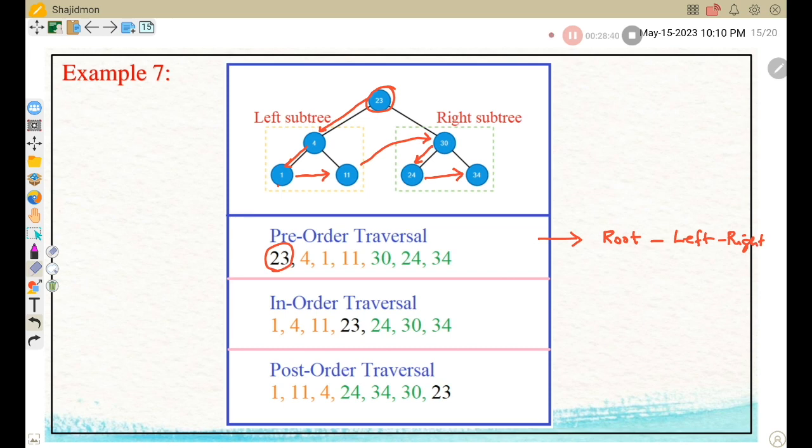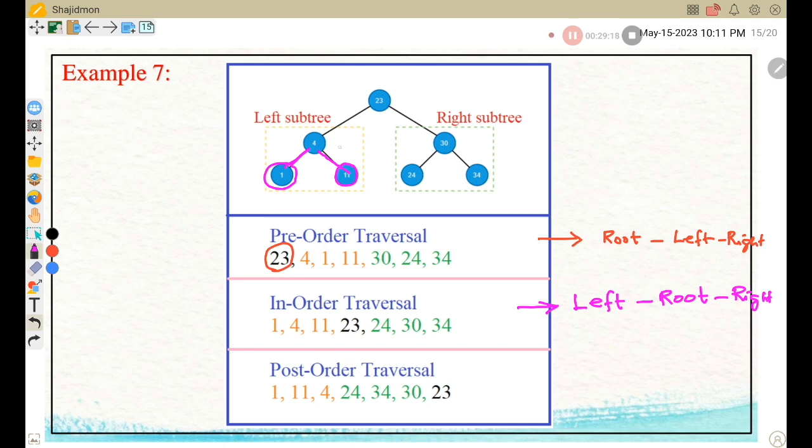Now in-order traversal means what is the order we need to visit? First we need to visit the left subtree. After that we need to visit the root vertex. After that we need to visit the right subtree in order, correct? So we will go one by one here. Let me erase this one. Okay, now we will start with the left subtree. So we start with number 1. Okay, number 1: left, root, right. Number 1, then the root or parent, that is 4. Then we need to visit the right part, that is 11. Okay, so 1, 4, 11.